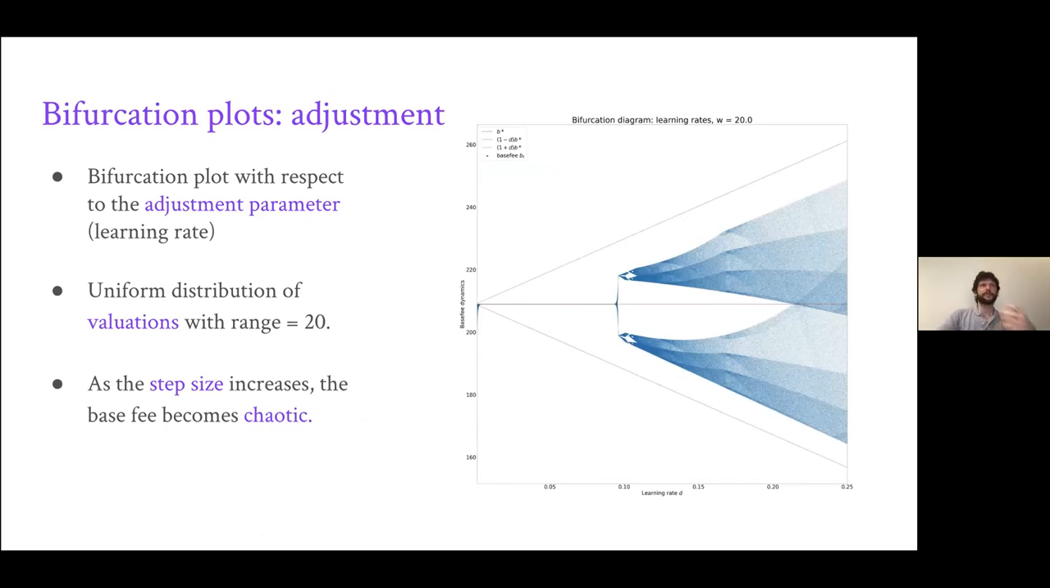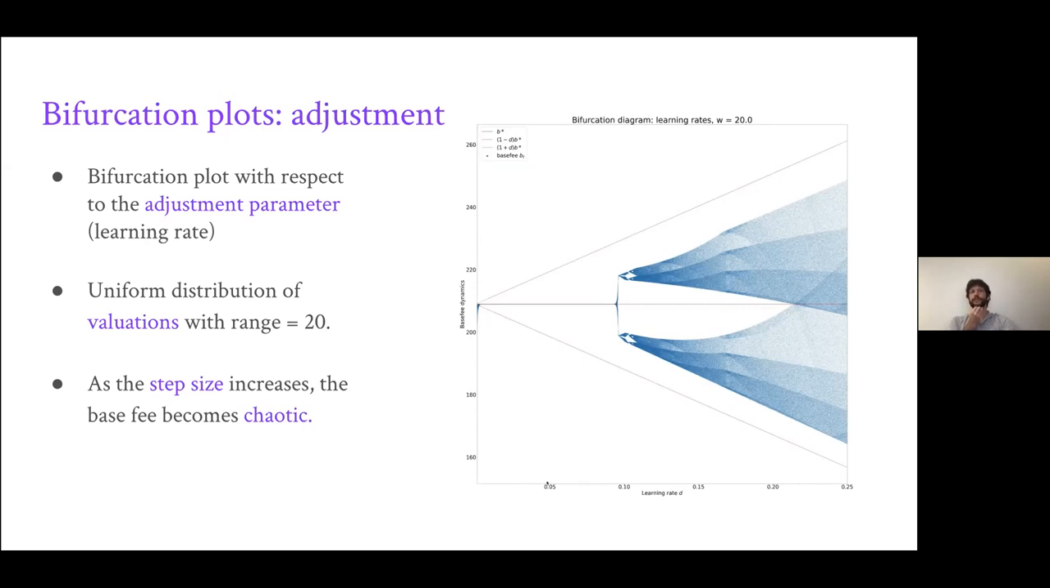Right, as I am running out of time, I'm just going to try to visualize these theorems by what is known as a bifurcation diagram. Here's what the bifurcation diagram says: take one parameter of your function. So here, for example, take the learning rate d of the EIP dynamic and see what will happen in its limit behavior if you increase or decrease this parameter.